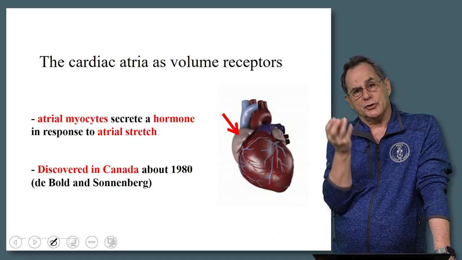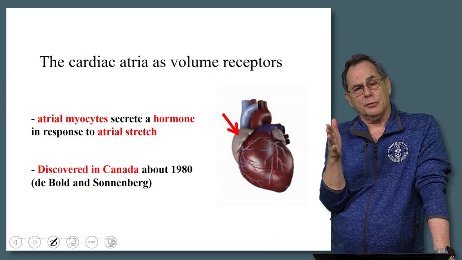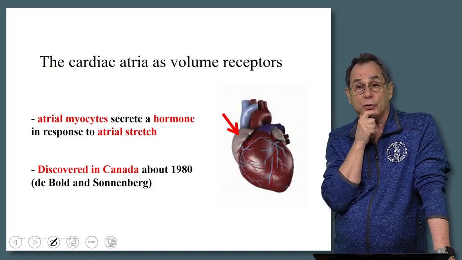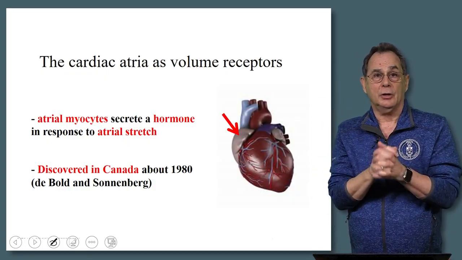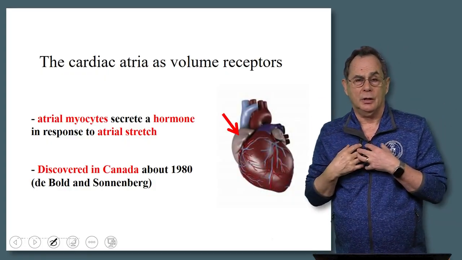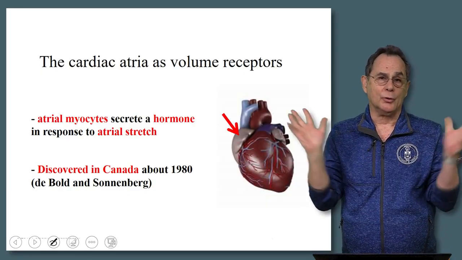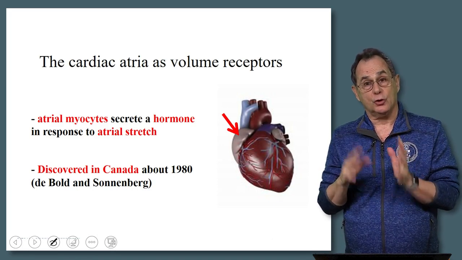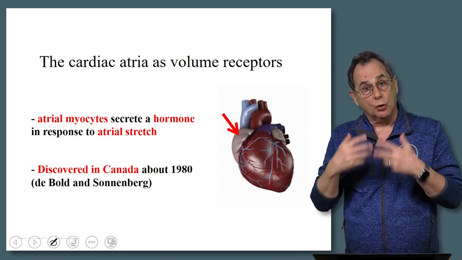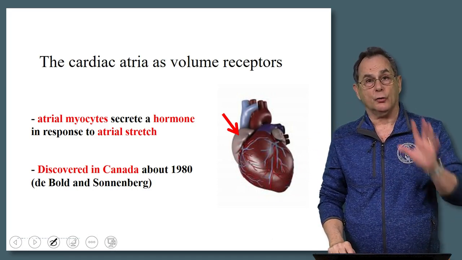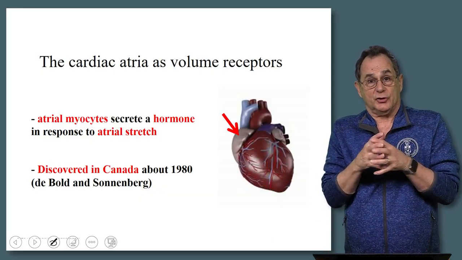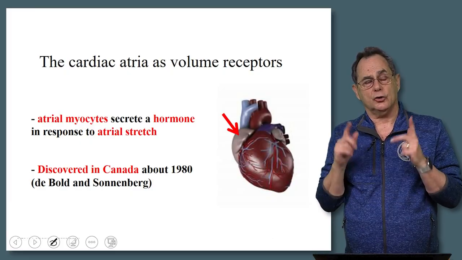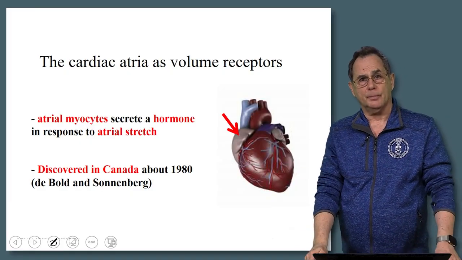So Dr. de Bold saw these secretory granules, and Dr. Sonnenberg was an expert in the handling of sodium by the kidney with a focus on the collecting duct. So they got together. They ground up the atria and infused the atria into a rat, and the rat started to pee. And the rat developed a saline or sodium diuresis, so their sodium excretion increased. So atrial myocytes, when they stretch, secrete a hormone that signals to the kidney to reduce sodium reabsorption.